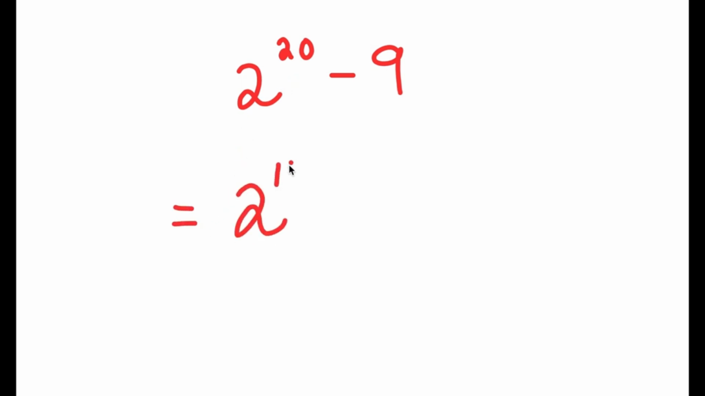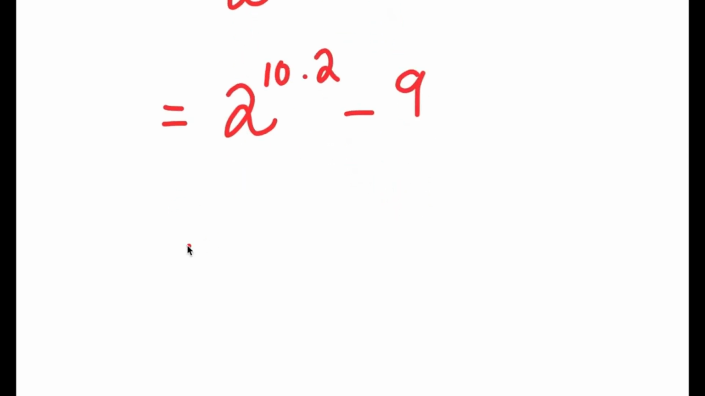Alright, so in this problem, I have 2 to the power of 20 minus 9. So I want to find the answer to this problem. So I'm going to first start by rewriting 2 to the power of 20 as 2 to the power of 10 times 2.